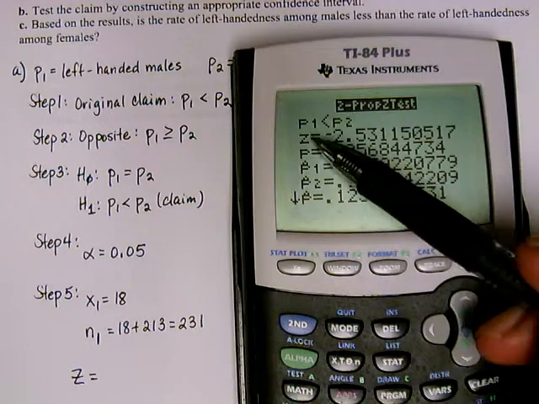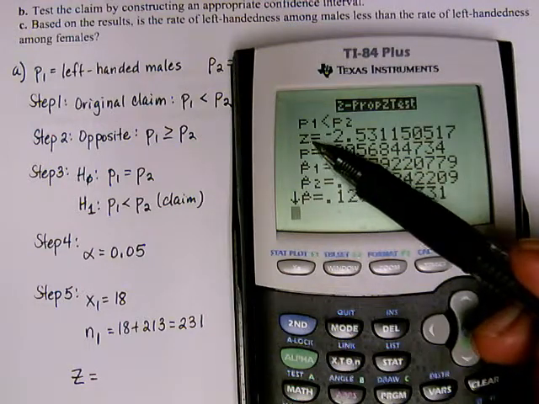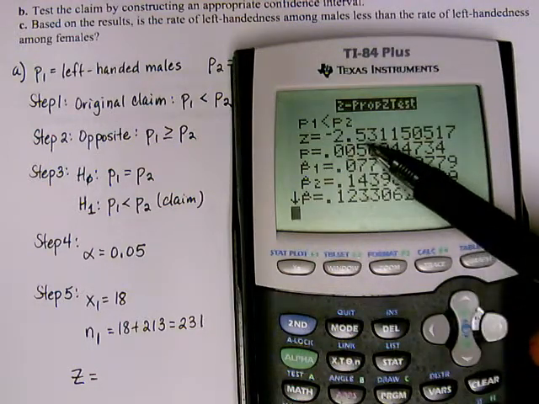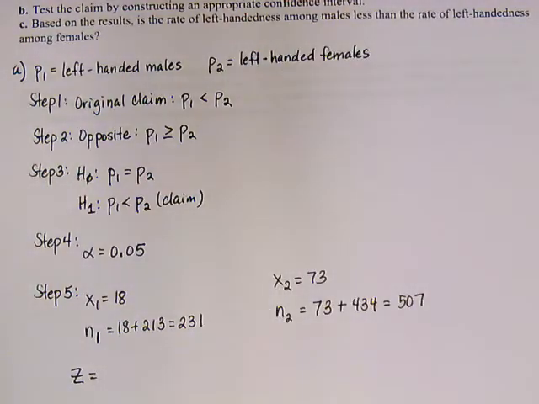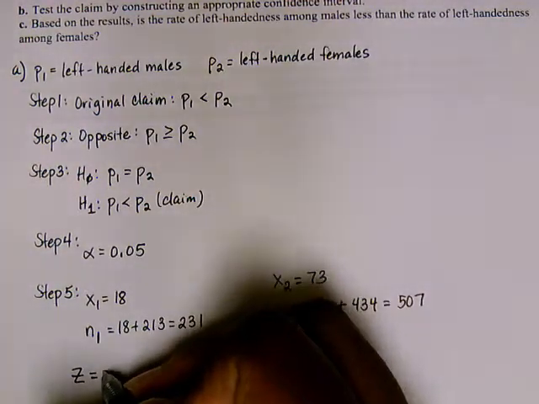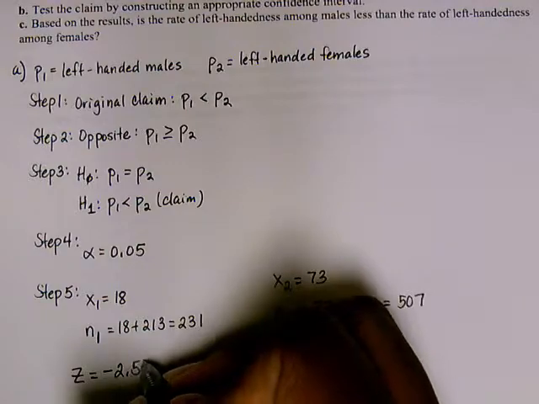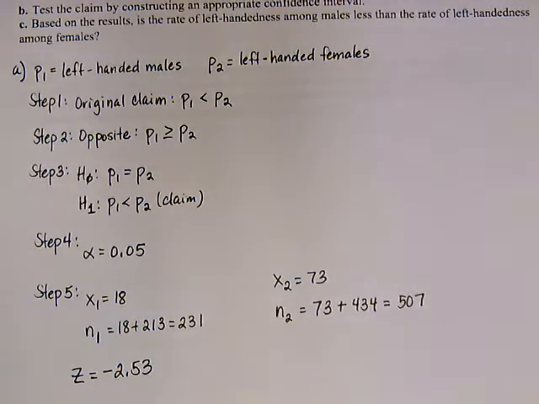And there's your test statistic at the top, which is your z. In this case, negative 2.53, rounded to 2 decimal places. So negative 2.53 is going to be your test statistic.